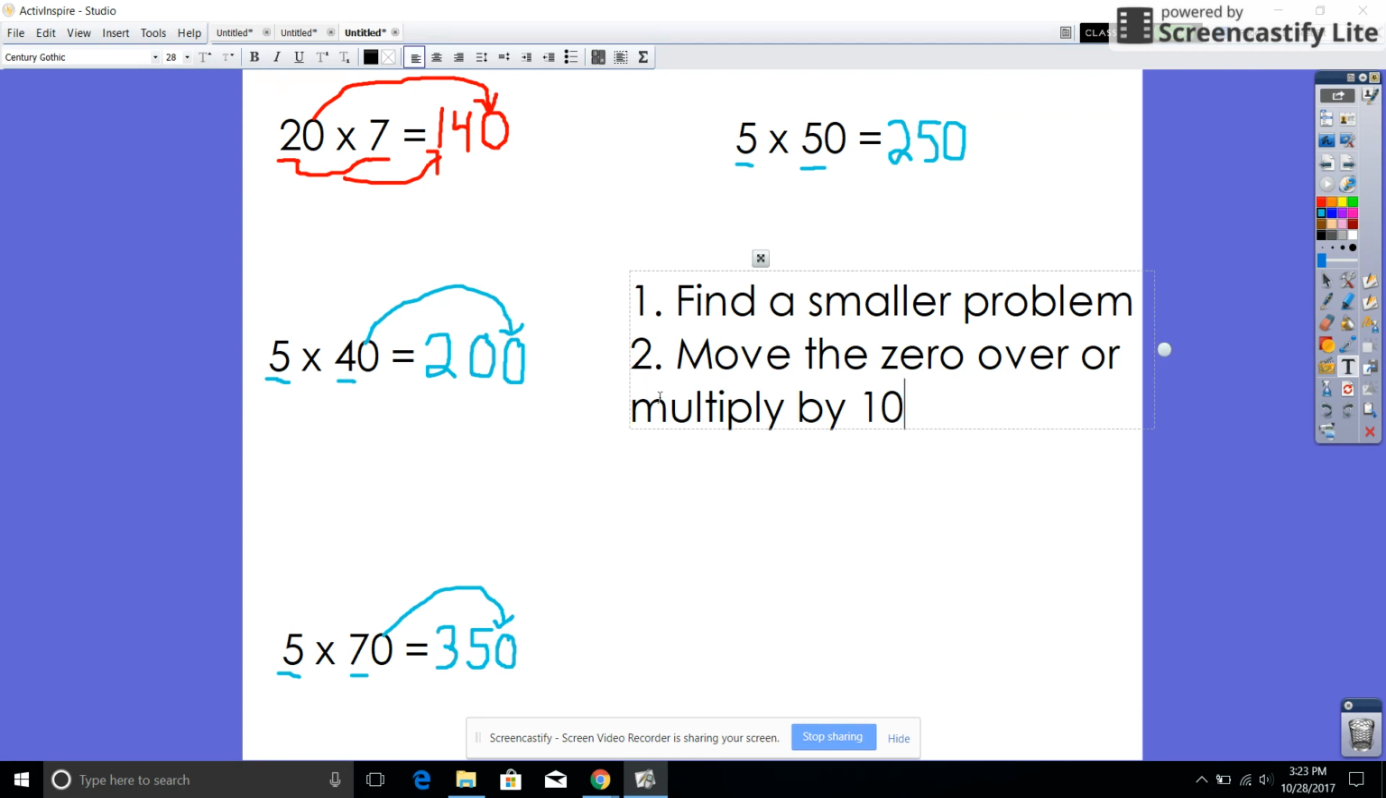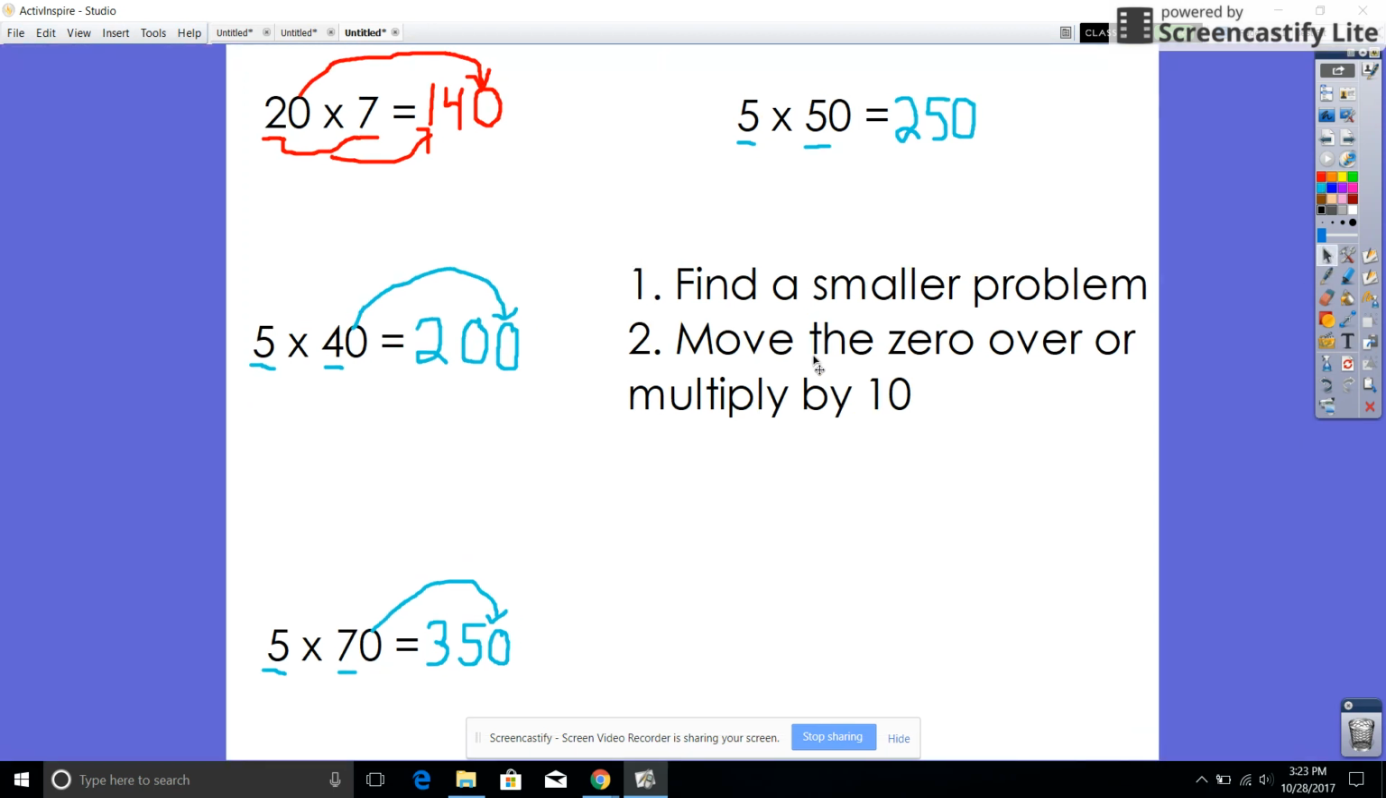So let's look at these steps one more time. The first thing that we're going to do is, number 1, find a smaller problem. Repeat with me. Find a smaller problem. Then the second step you're going to do is either move the 0 or multiply by 10. So say with me, move the 0 or multiply by 10. That's your second step. First, find the smaller problem. Then your second step is move the 0 or multiply by 10. If you are struggling with this concept, come back to this video and watch it again to see if it helps you. Okay, let's try it.